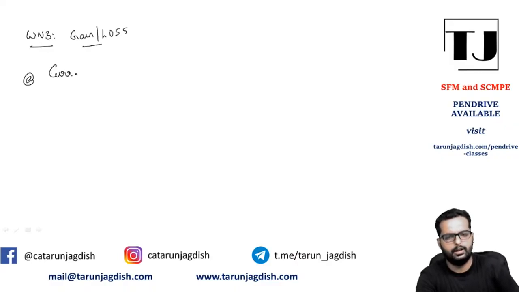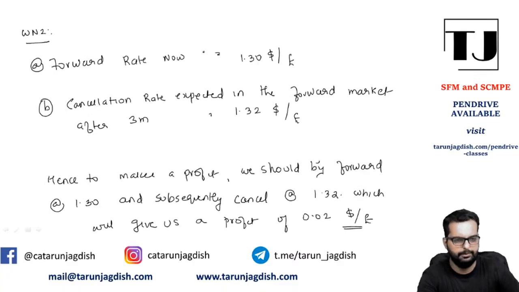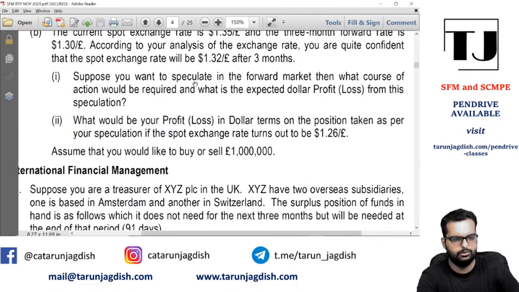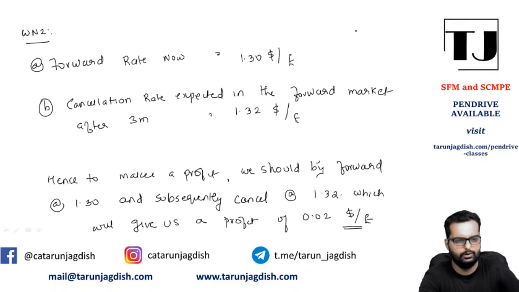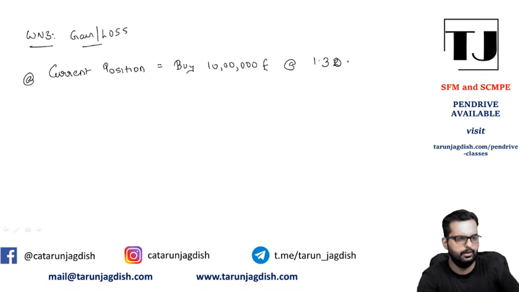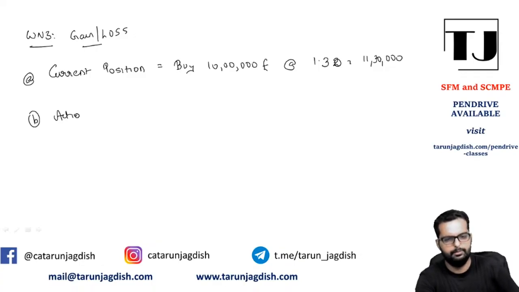Point number A would be current position. What is the current position? Buy. How many? I think the value is told as 10 lakh sterling. Buy 10 lakh sterling at what price? 1.3. What was the original value, friends? 1.30. That will be 13 lakh 30,000.